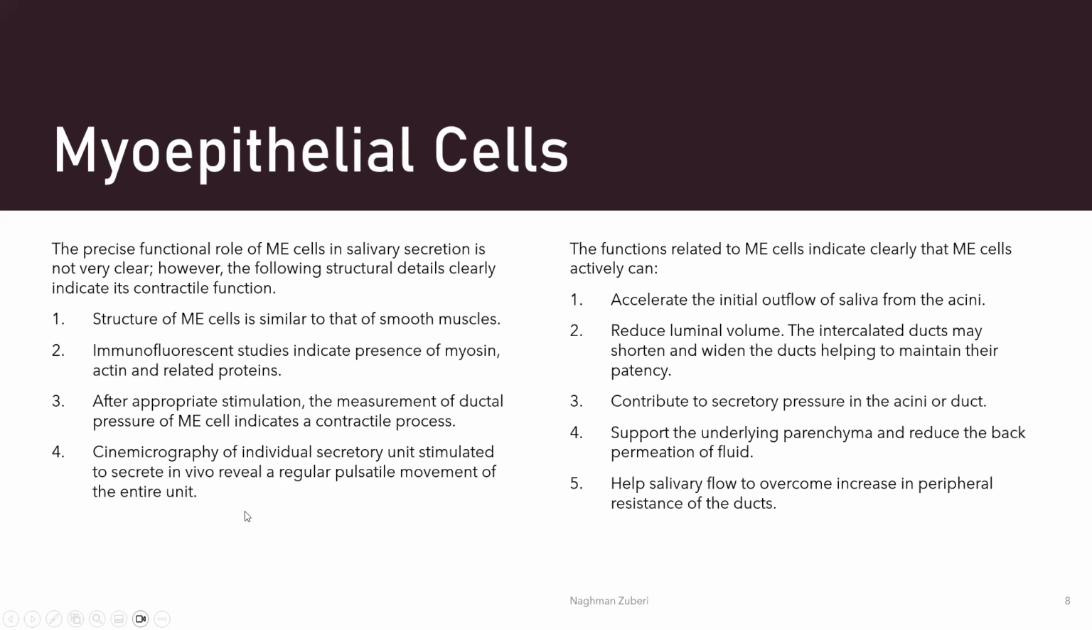Cinemicrography of individual secretory units stimulated to secrete in vivo reveals a regular pulsatile movement of the entire unit. The functions related to myoepithelial cells indicate clearly that myoepithelial cells can actively accelerate the initial outflow of saliva from the acini. They reduce luminal volume, and the intercalated ducts may shorten and widen, helping to maintain their patency. They contribute to secretory pressure in the acini or in the ducts, support the underlying parenchyma, and reduce the back permeation of the fluid.